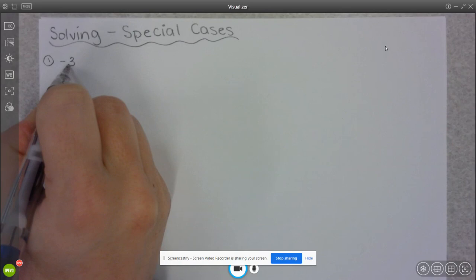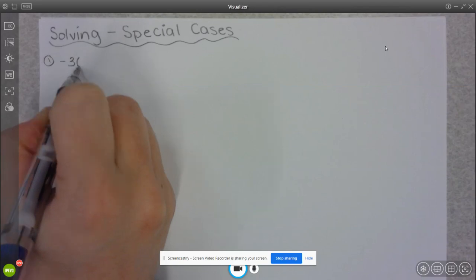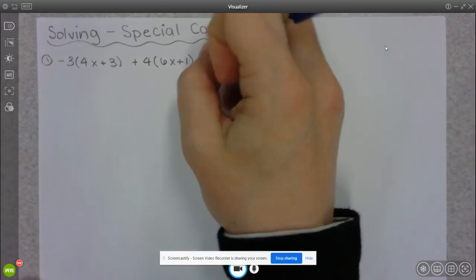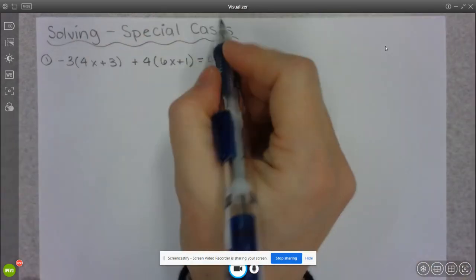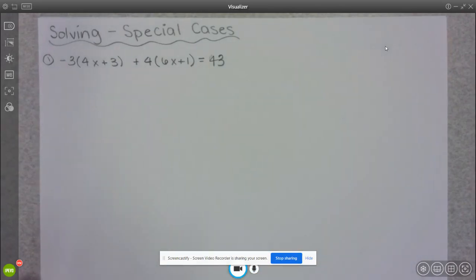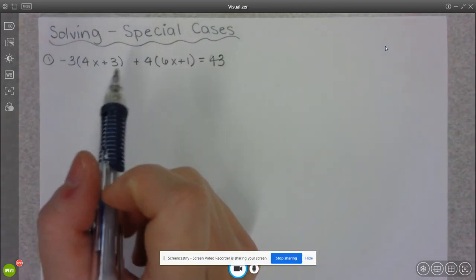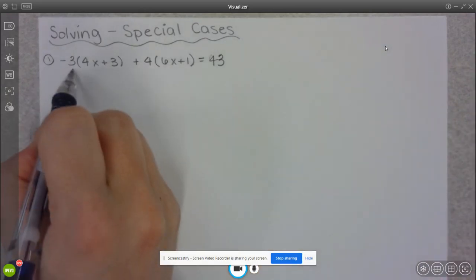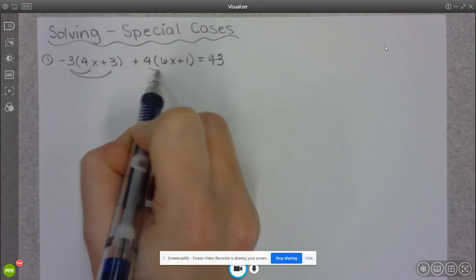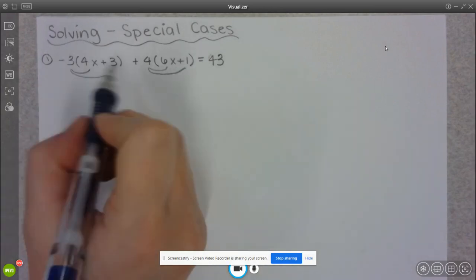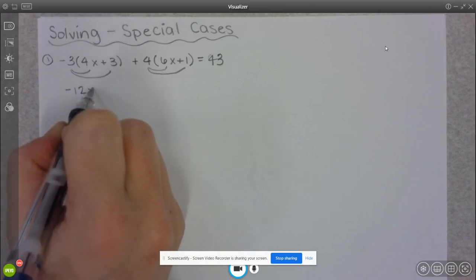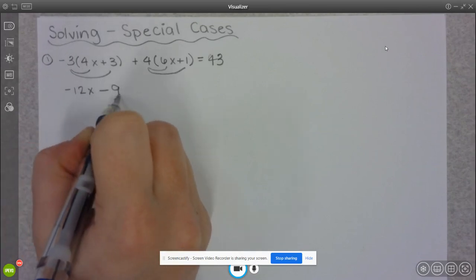And I want to talk about this because there's actually something we have to do here that we didn't talk about yesterday while we were solving these equations. And let me actually make that look like a 4. So the first thing I have to do, since I have 2 sets of parentheses, I'm going to have to do some distribution. So I'm going to go ahead and do that on both sets of parentheses. So this is going to give me negative 12x minus 9.